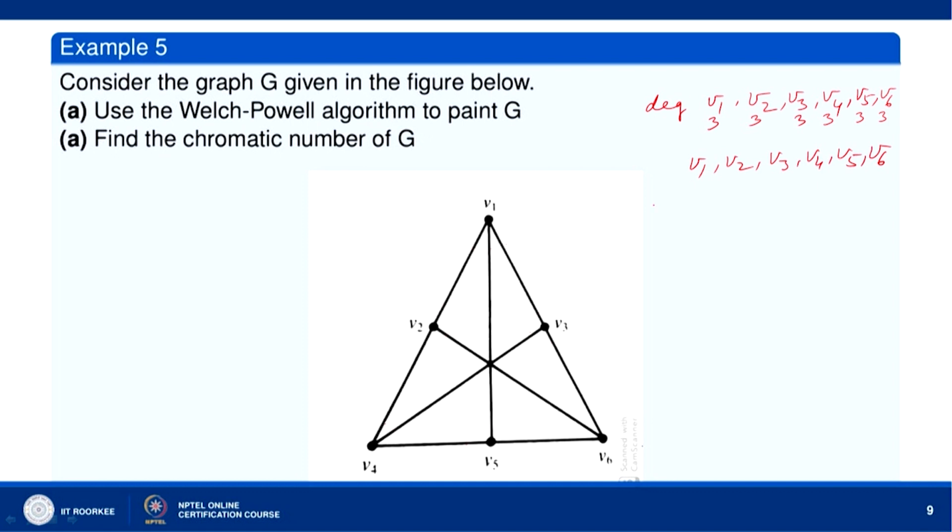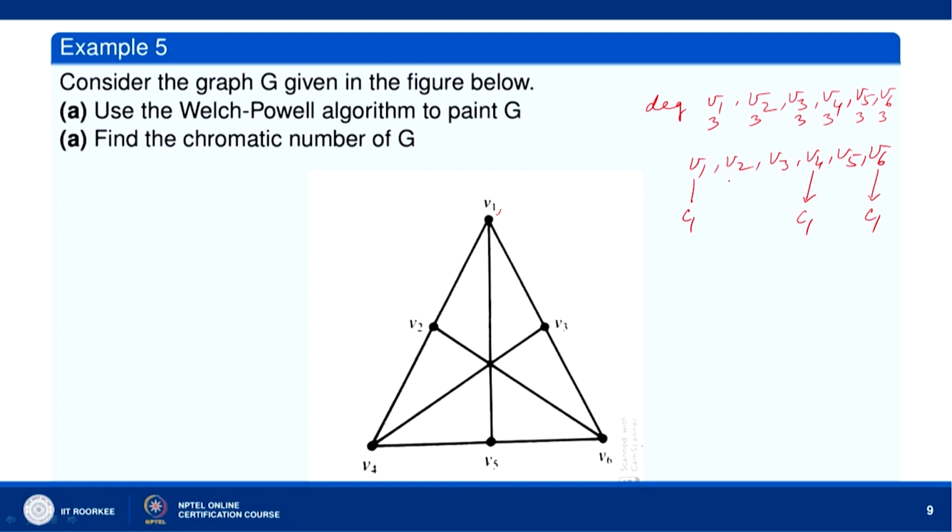Here, let us start with B1. We can color it with C1 color. Now, B1 is adjacent to B2, so we have to leave B2. Then B1 is adjacent to B3, we have to leave B3. Is B1 adjacent to B4? No. So, B4 can be colored with C1. B1 is adjacent to B5. Yes, so we cannot color B5 with C1. B1 is not adjacent to B6, so we can color it with C1 color.